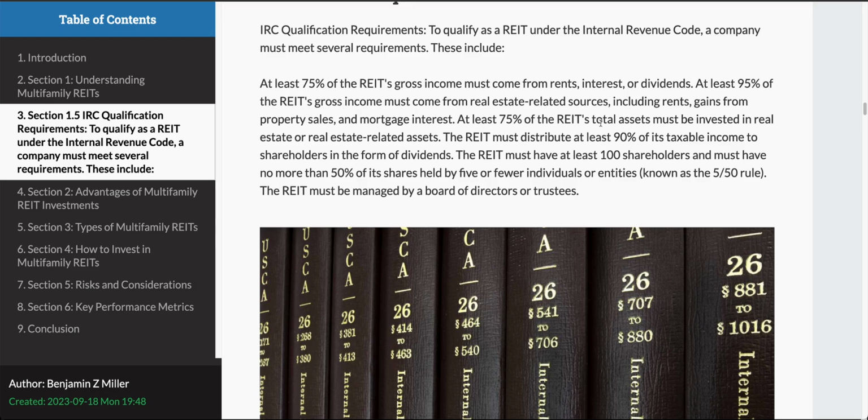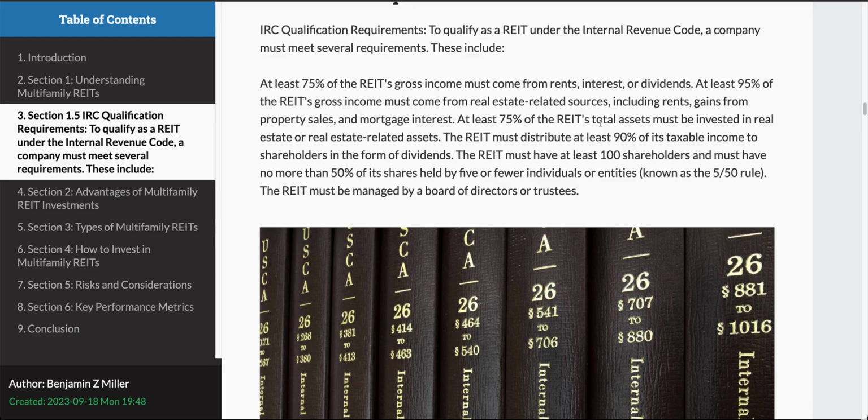in order to be recognized as a REIT. The first criterion is, according to the Internal Revenue Code, at least 75% of the REIT's gross income has to come from rents. So the gross income generated by the REIT can't come from things like flipping properties. To maintain the status as a REIT, at least 75% of the income has to come from rent income. And at least 95% of the REIT's gross income must come from real estate sources. So they can't invest in cryptocurrency or something like that. The income has to come from real estate sources.